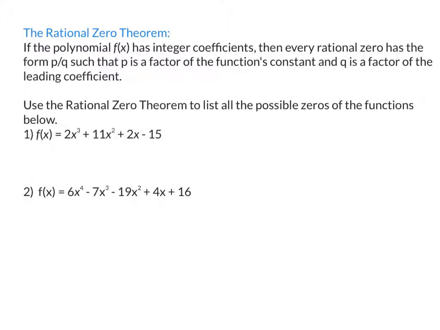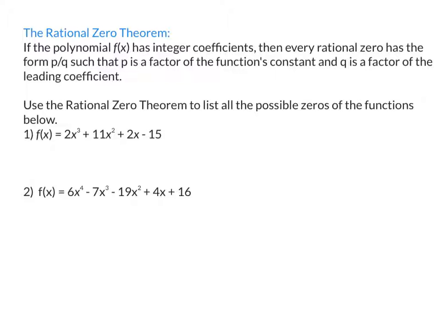Hello. In this video we're talking about the rational zero theorem. According to the rational zero theorem, if we have some polynomial and all of its coefficients are integers, the numbers that are multiplying the x's, so non-fractions, non-decimals, then we can make a list of every possible zero that the function has.